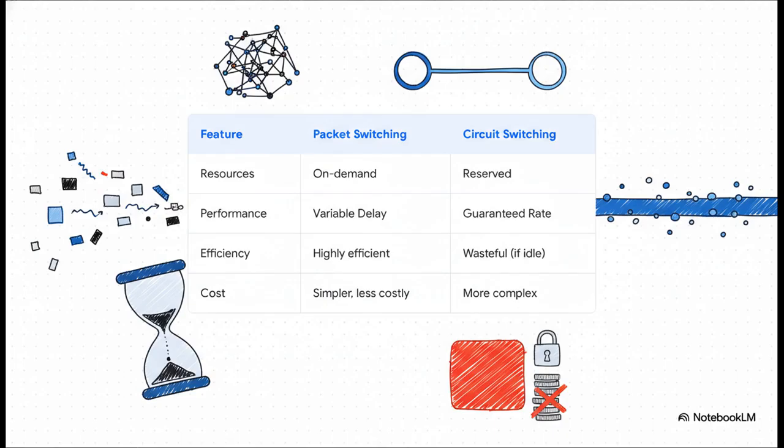Think about that restaurant reservation. If you book the table and don't show up, that table sits empty. It's the same here. If you reserve a circuit and don't send any data, that slice of the network just sits there, idle. Now, packet switching, it offers zero guarantees. Your data might get delayed, it might even get dropped, but, and this is a huge but, it is ridiculously efficient because resources are only ever used when there's actually data to send.